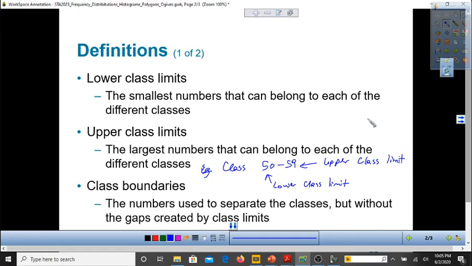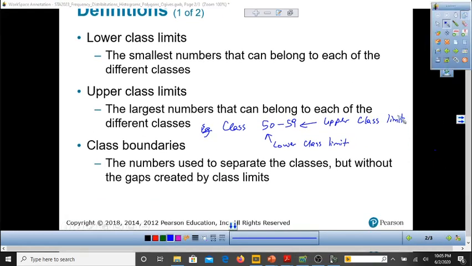Now we'll do an example with this so you'll see more of what I'm referring to. Additionally, we have what we call a class boundary. The class boundary is kind of like the fence between two classes. So I'm going to give an example real quickly here. I'm just going to randomly make up two classes.